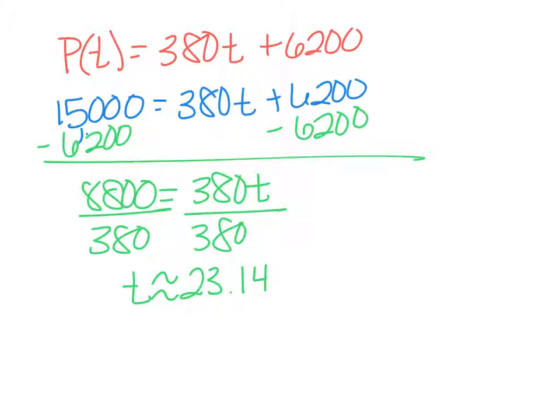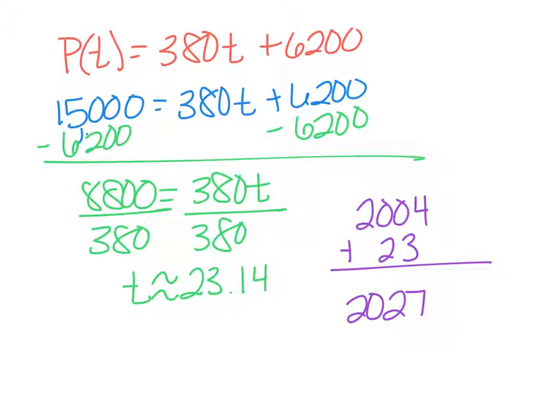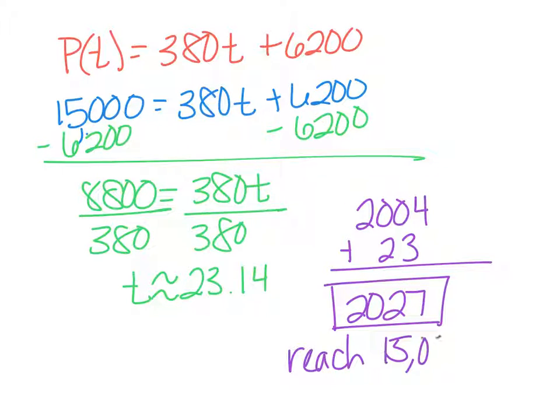Well, if it asks what year this will happen, this is going to happen after the start of 2014. So I'm going to take 2004, because that's my initial, and I'm going to add 23 to it. When I do that, I get approximately 2027. Somewhere in 2027, I'm going to reach 15,000 people.